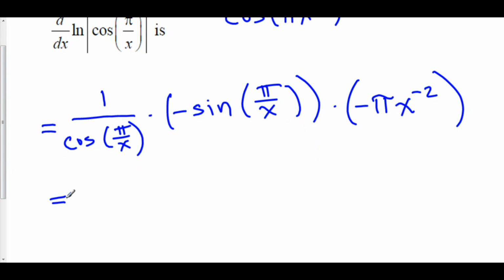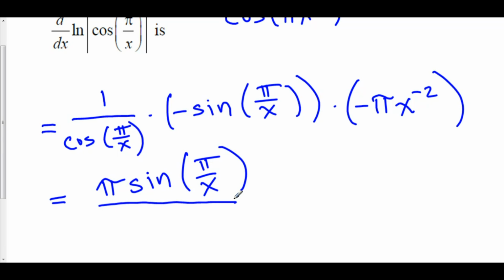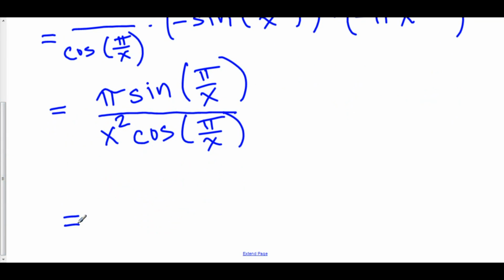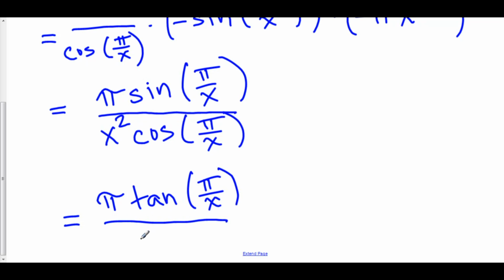The derivative of pi x to the negative 1 is negative pi x to the negative 2. So here, let's make this look a bit nicer. We've got negative 1 times negative 1, that cancels out. We've got a pi on top. We've got a sine of pi over x, so we have pi sine of pi over x. In our denominator, we have our x squared and the cosine of pi over x. Now, sine of pi over x divided by cosine of pi over x, that's just tangent of pi over x. So our answer here is pi tan of pi over x over x squared.